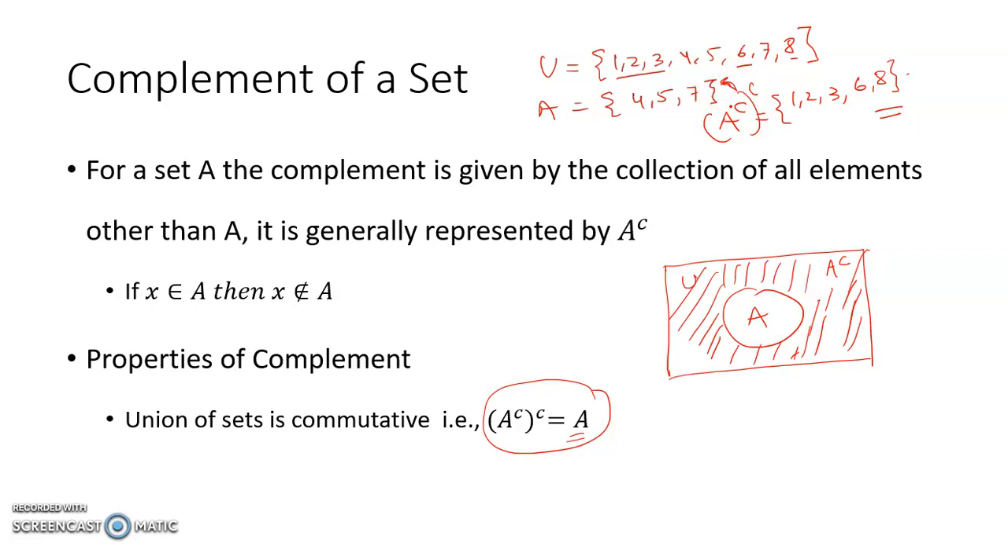So that's all about set theory, which was needed for probability. I'm going to stop it here, and then let's take some examples in probability theory now.